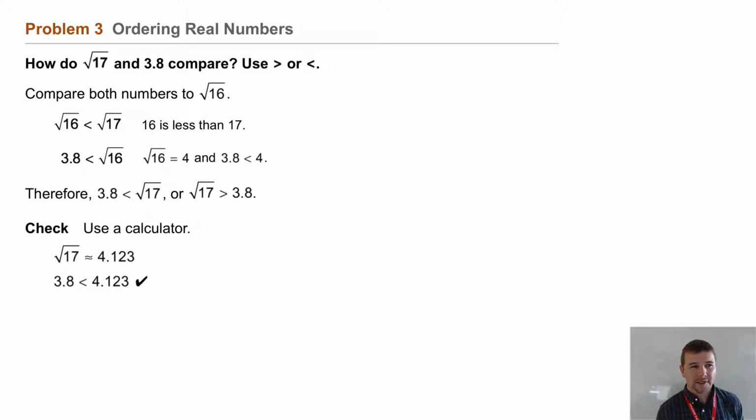We can use a calculator to convert the square root of 17 to a decimal and see that it's approximately equal to 4.123. And sure enough, 3.8 is less than 4.123.